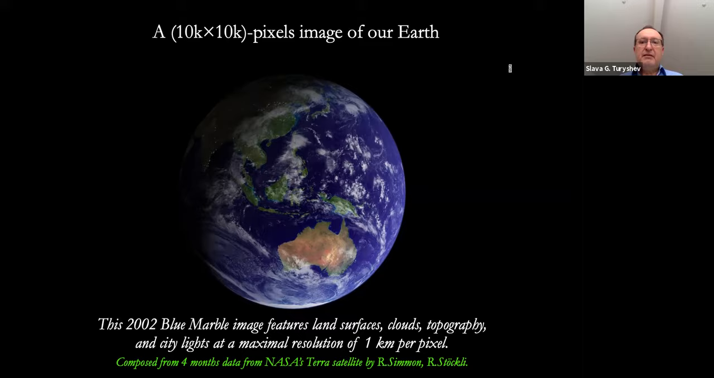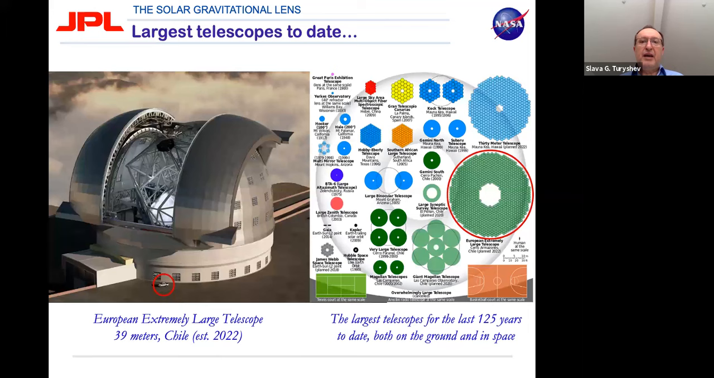And this is why we have to look at the capabilities that we have today on the ground. Today we have the European Extremely Large Telescope that is being built in Chile, and it is 39 meters, and it will come into operation a year from today. So realistically, this is 39 meters on the ground. On the right, you see all the telescopes that were built to date, going all the way from a meter class to this 39 meter European Extremely Large Telescope. And of course, the 30 meter telescope that will be built in Hawaii, it's only a 30 meter instrument. So this is on the ground.